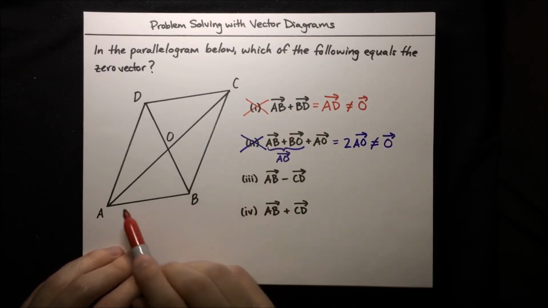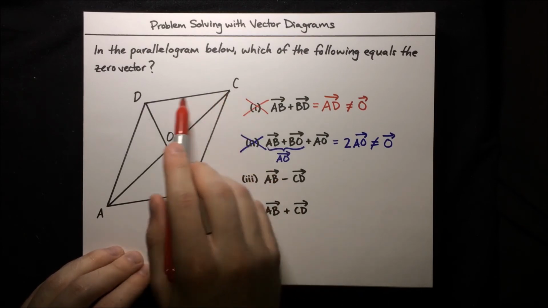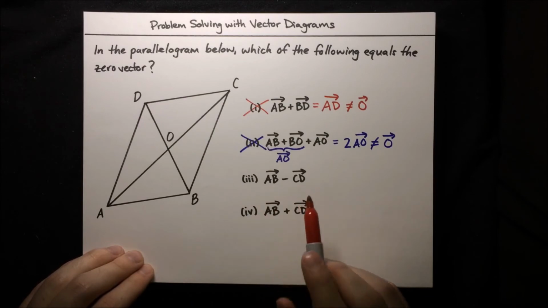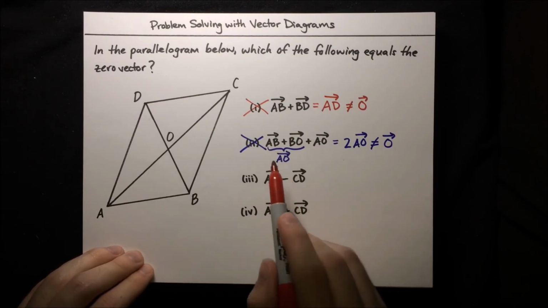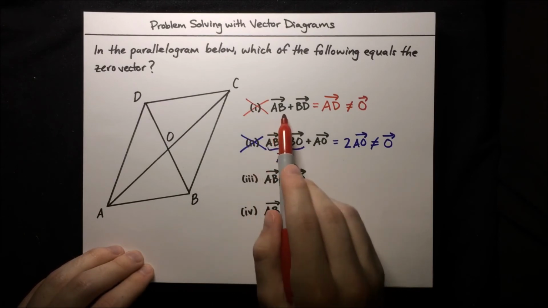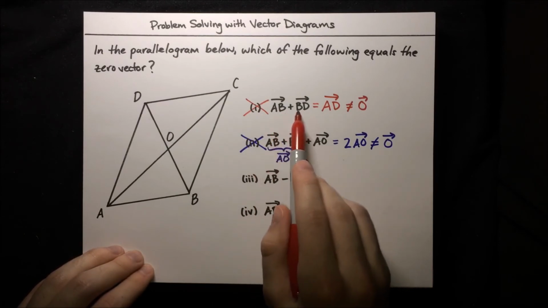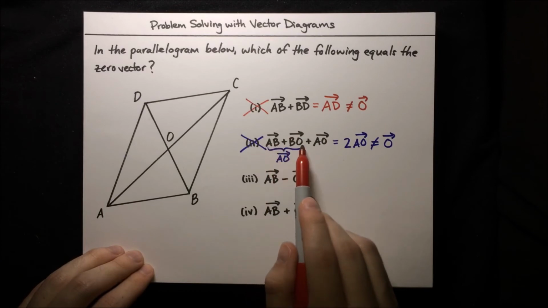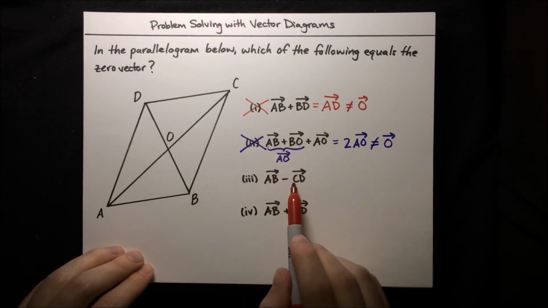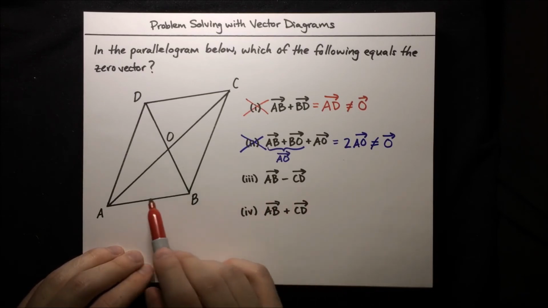It's vector AB minus vector CD. Now it doesn't look like these vectors have any points in common. Previously, we were able to use the triangle law for vector addition because vectors had points in common. AB plus BD, that had a point B in common here, and AB plus BO, that had a point B in common there as well. But B and C, those are not common points. So what do we do here?